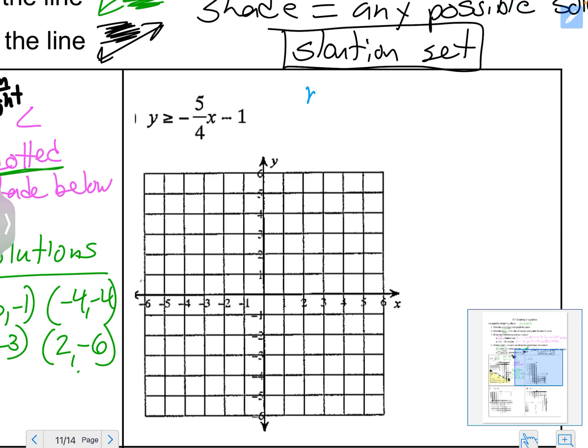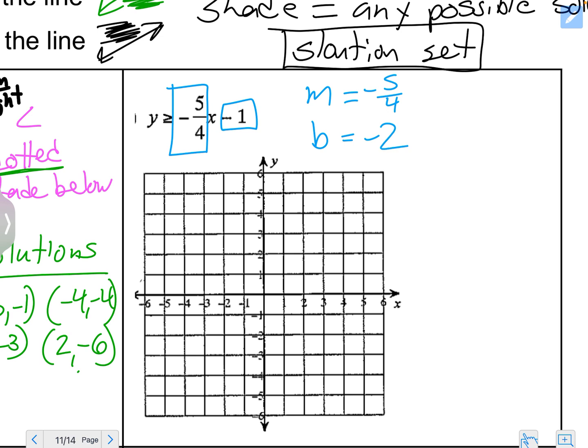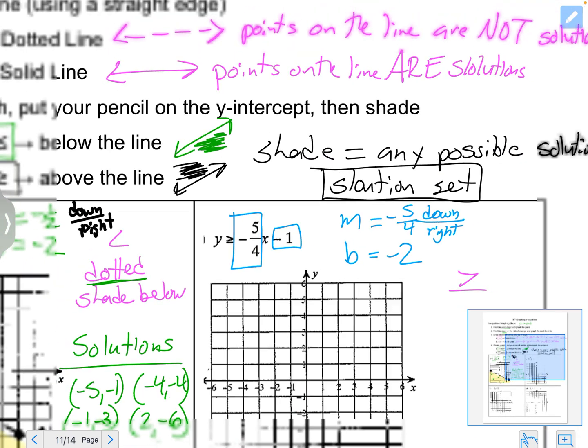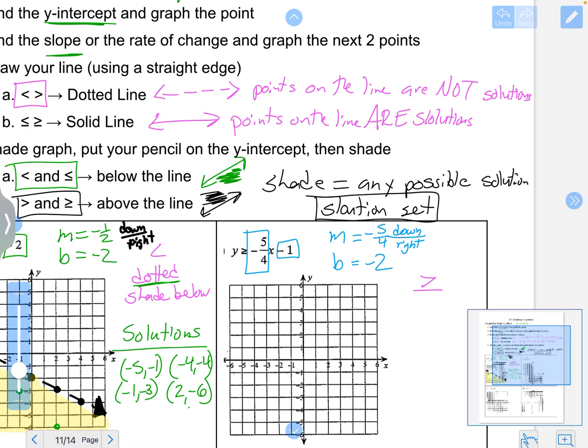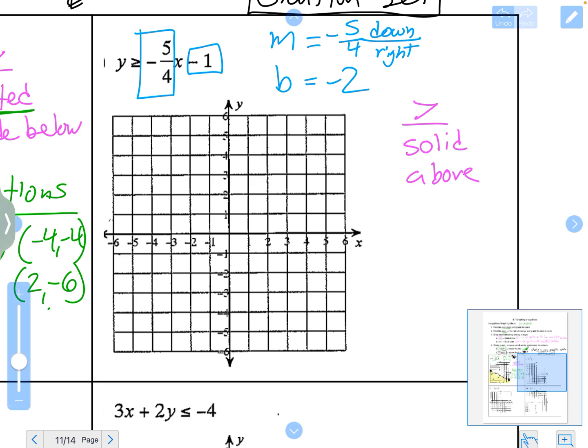So now again, we need to find our m, find our b. Our m is what's in front of the x, which is -5/4. Our b is the number all by itself. The negative tells me I'm going to go down and to the right when it's time to graph. So our sign is greater than or equal to. So if I look at my notes up here, greater than or equal to is going to be solid and above. So now I need to draw my line.